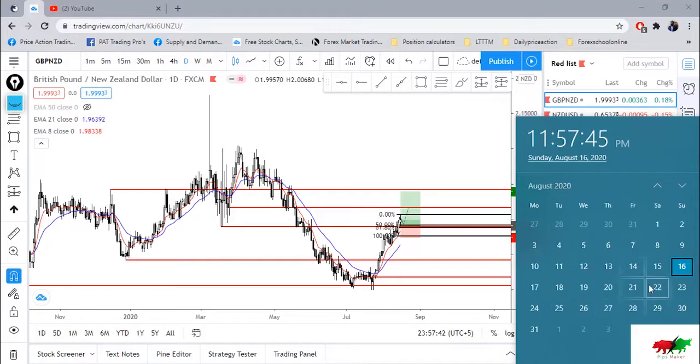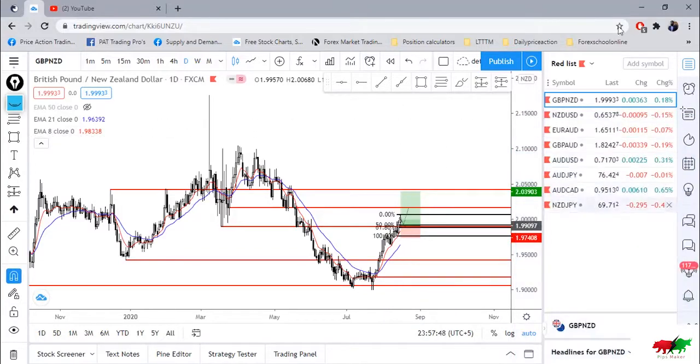This is a weekly market forecast analysis for 17th to 21st of August 2020. So let's get started. First, we have these pairs in our list: GBPNZD, NZDUSD, EURAUD, GBPAUD, AUDUSD, AUDJPY, AUDCAD, and NZDJPY. Okay, so let's get started.